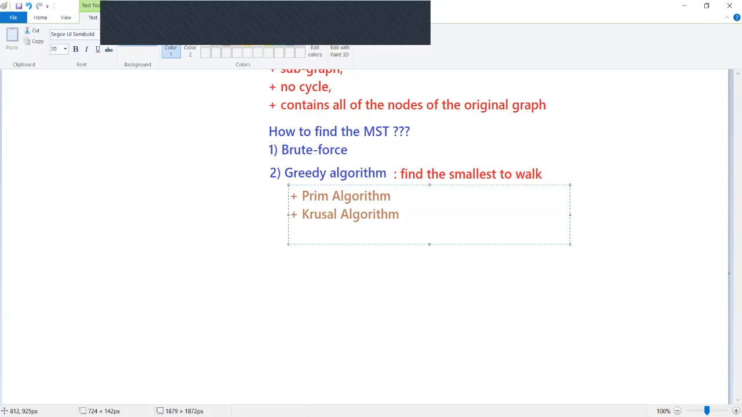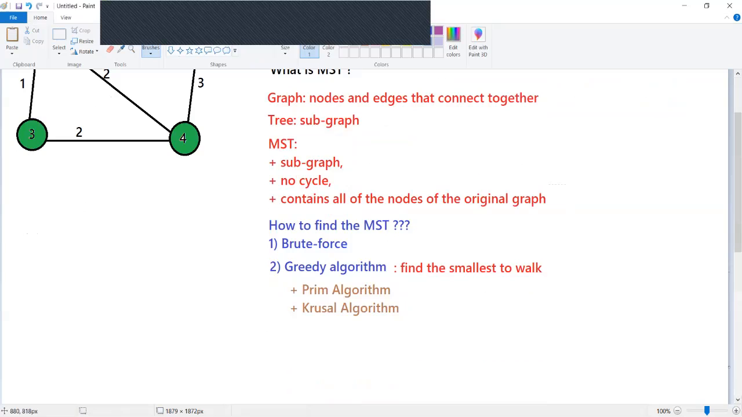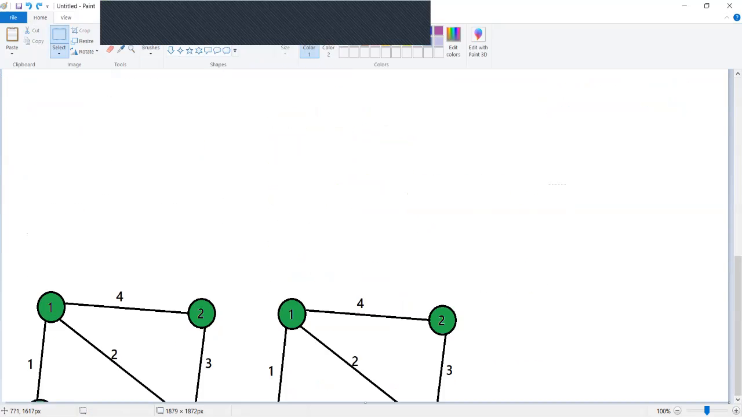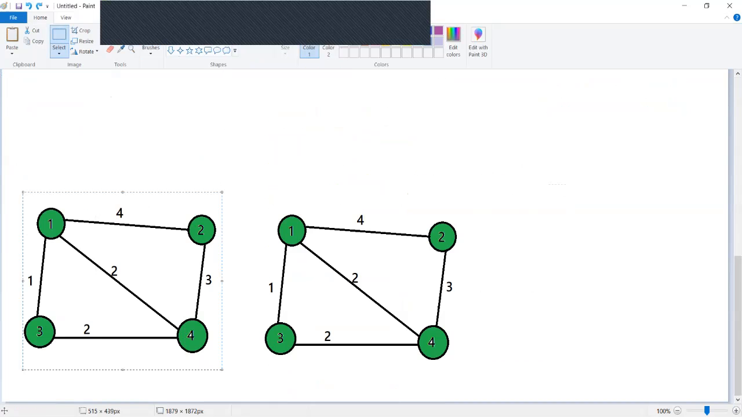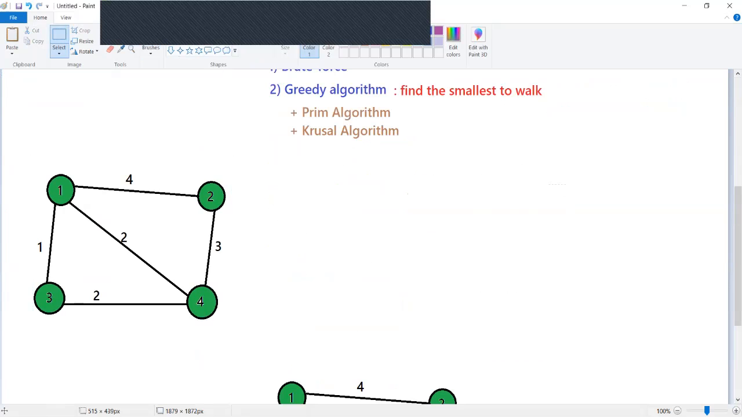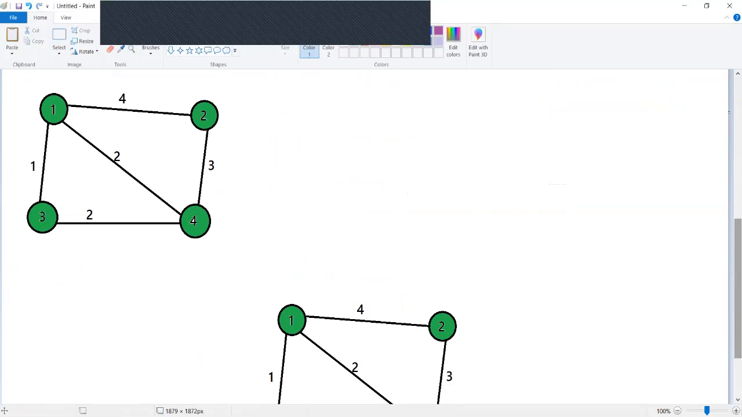Okay. So how does Prim's algorithm work? Prim's algorithm is just like the name of greedy: you pick the smallest, that's best for you. Okay, let's try Prim and see how it works. Let's copy the graph here. Oh, never mind, I have a graph. Let me move this graph right here.